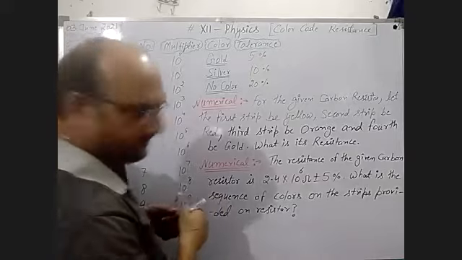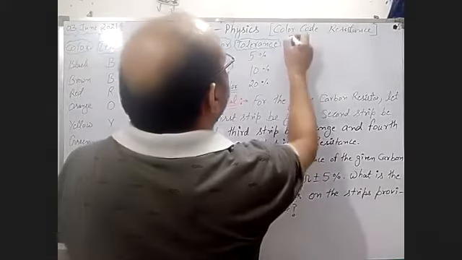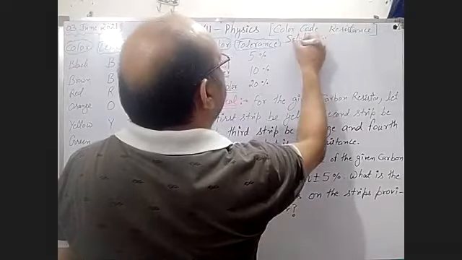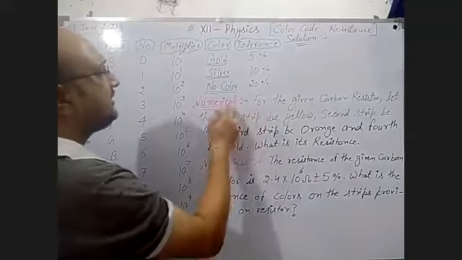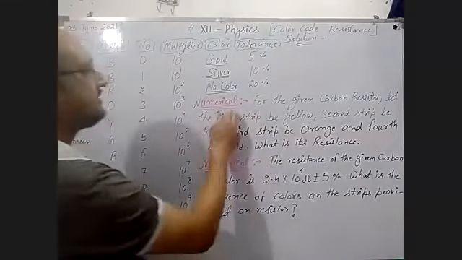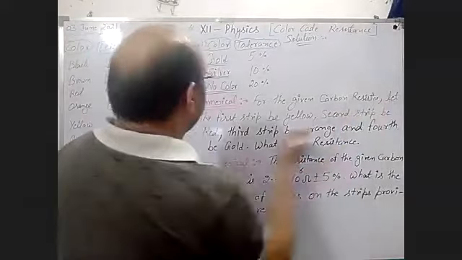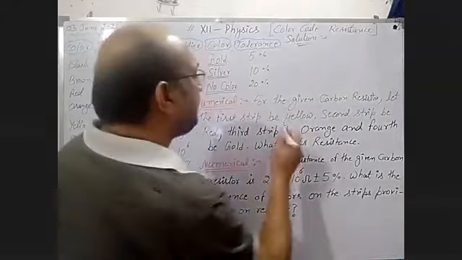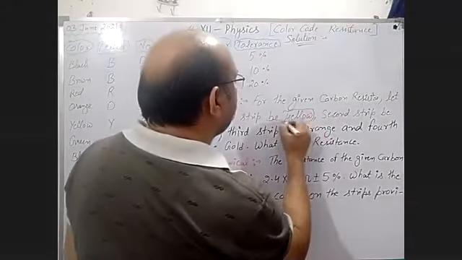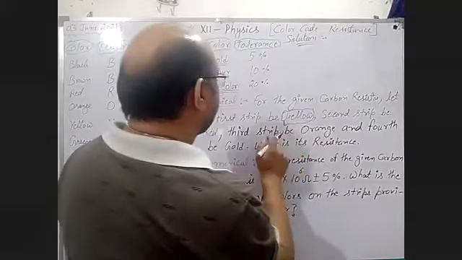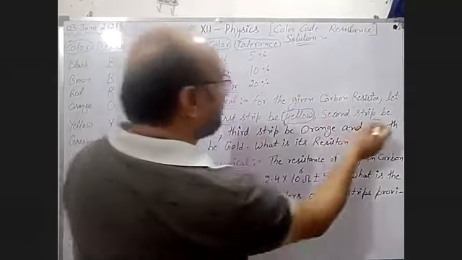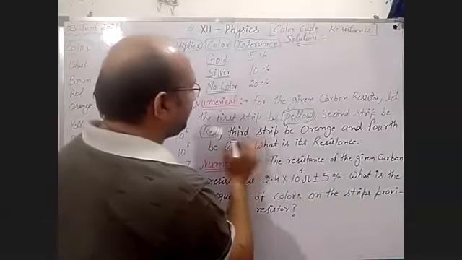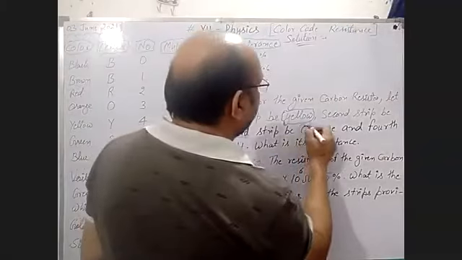Now let us take the solution of the first numerical. For the given carbon resistor, let the first strip be yellow. This is the first strip. Now the second strip be red, and the third strip be orange.